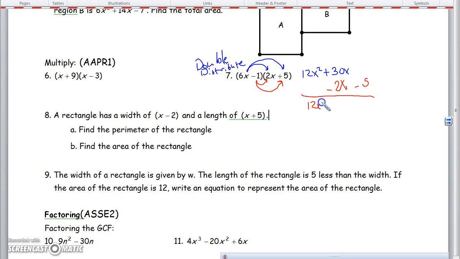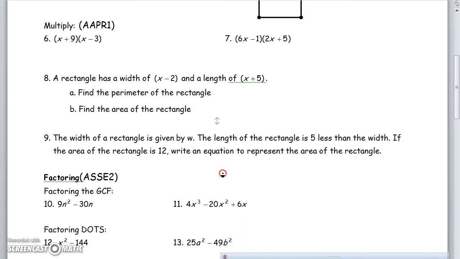So you get 12x squared. That comes down. 30 plus negative 2 is 28x. Then we get minus 5. Alright. Let's see, number 8. Let's go on to number 16.